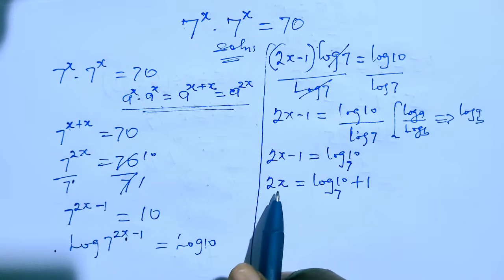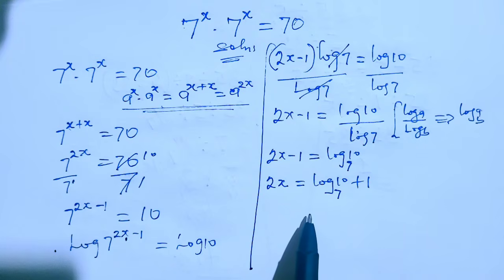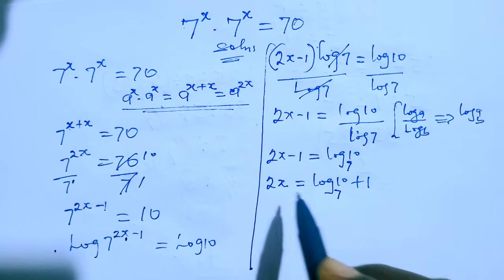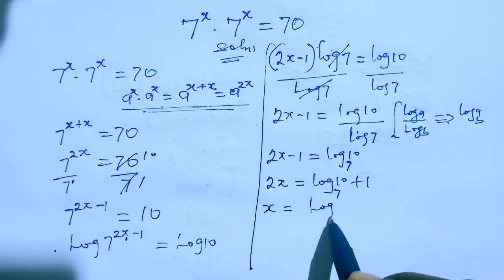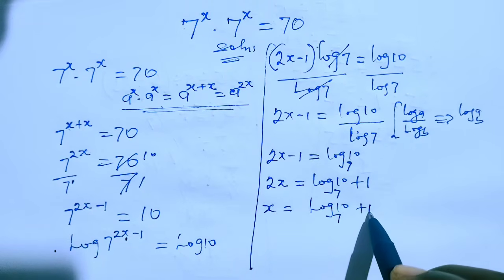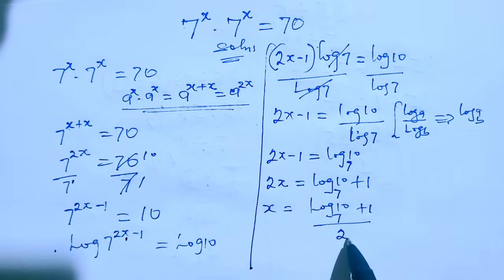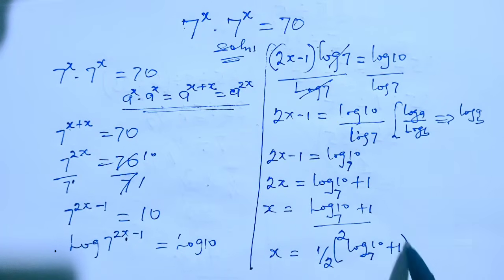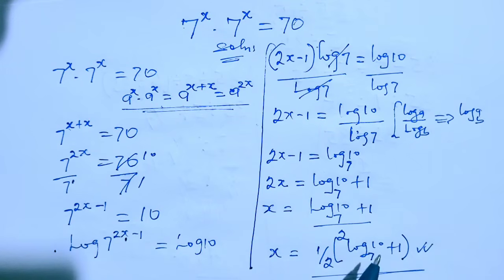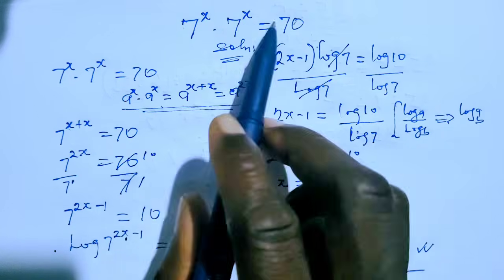Now to get the value of x, we are going to divide both sides of the equation through by 2. Then the equation becomes x equals log 10 base 7 plus 1, divided by 2. And this whole expression can also be expressed as x equals 1 all over 2 into log 10 base 7 plus 1. And this is the value of x that will satisfy this given equation right here.